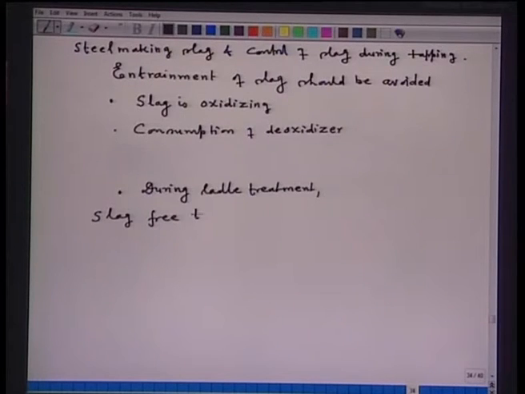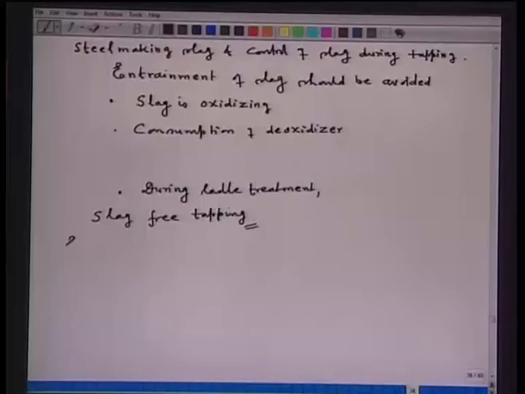Slag free tapping to the extent possible is required, and for having slag free tapping, various methods are there: tap hole plug, slag cut ball method, pneumatic slag stopper, and slag detection methods are used for having slag free tapping. Now, about the exit gases.